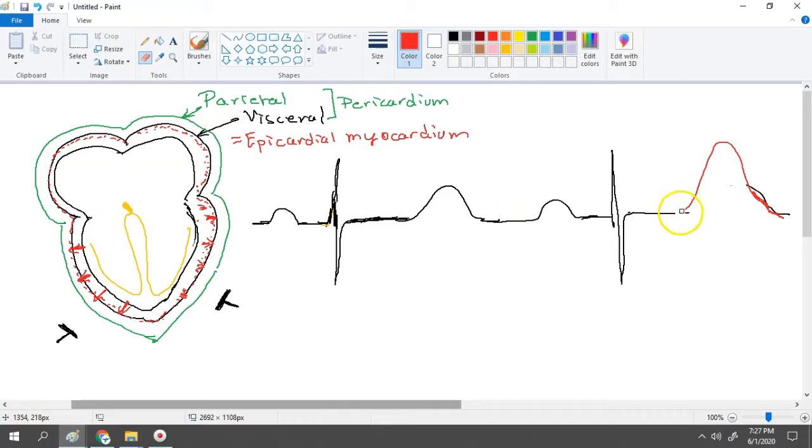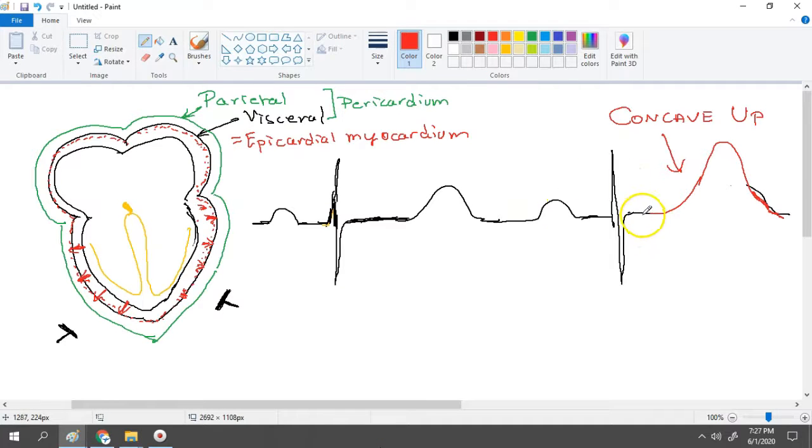There is an ST elevation, but very importantly, since only the last part of the ST segment is elevated, the elevation is always concave up. Quite obvious. Concave up. The upper part of the ST segment is concave.